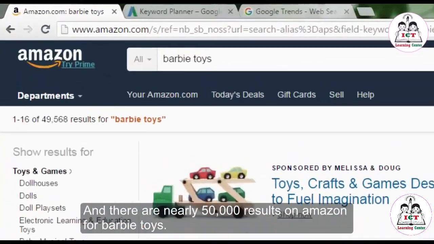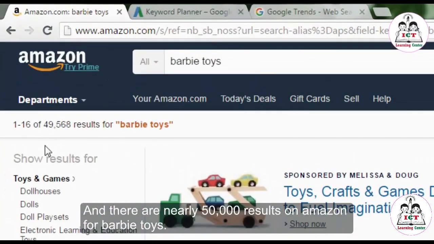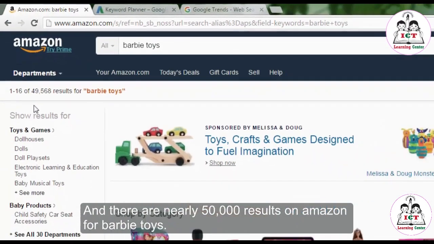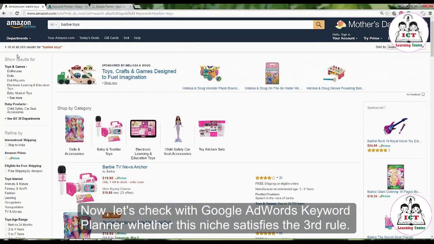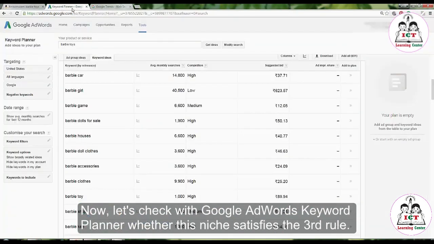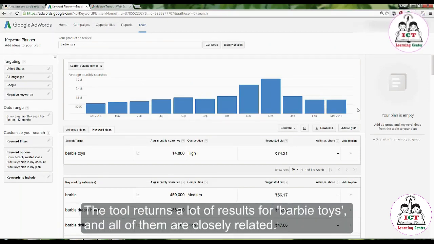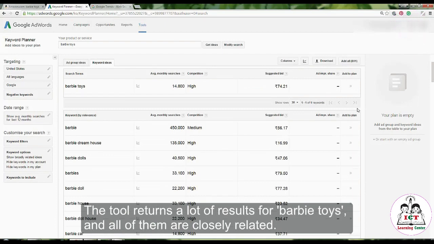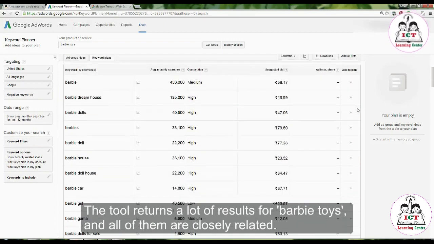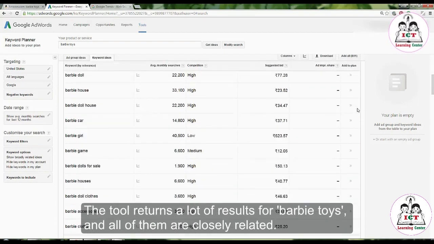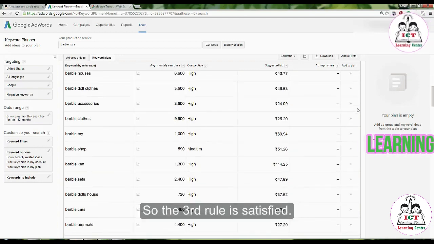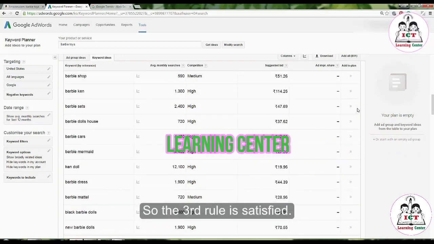And there are nearly 50,000 results on Amazon for Barbie toys. Now, let's check with Google AdWords Keyword Planner whether this niche satisfies the third rule. The tool returns a lot of results for Barbie toys, and all of them are very closely related. So, the third rule is satisfied.